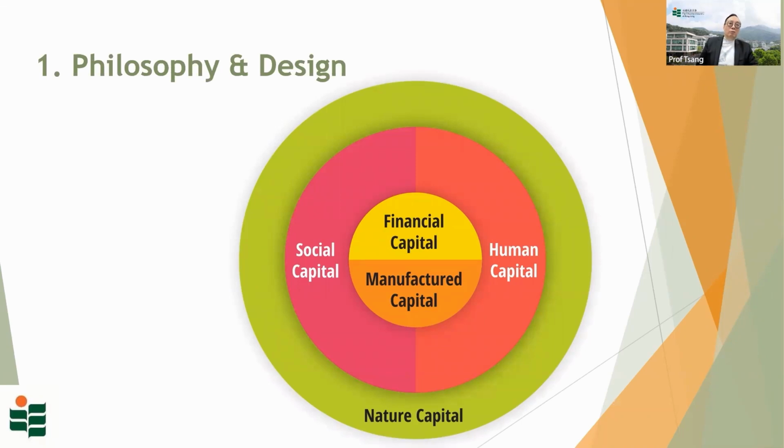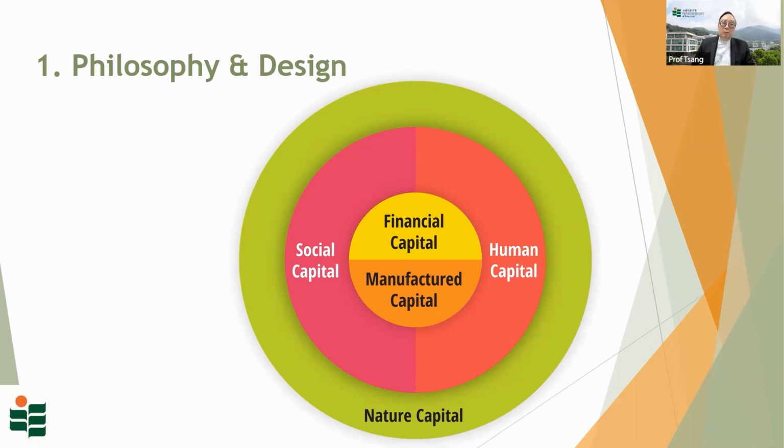Now, everything starts with a philosophy. Our philosophy is based on the 5 capitals approach. And as the 5 capitals, what does it mean? Now, the first capital will be the natural capital, our air, our water, and so on, our natural resources, basically. And then there will be our social capital. And then is the manufactured capital or built capital, and then financial capital, and then the human capital.